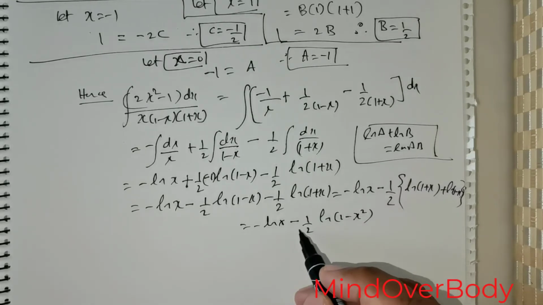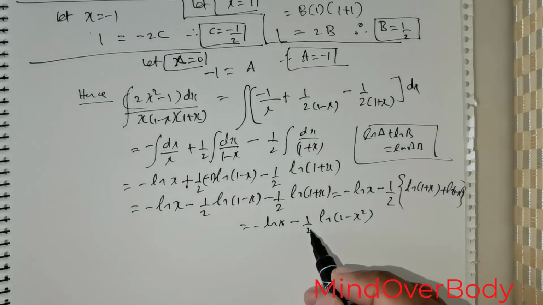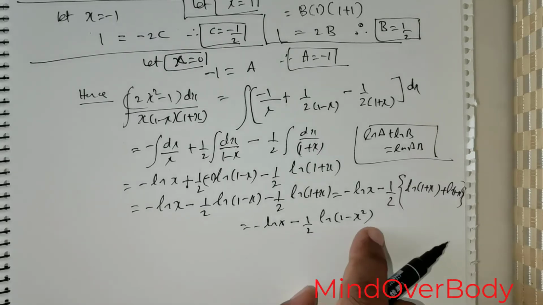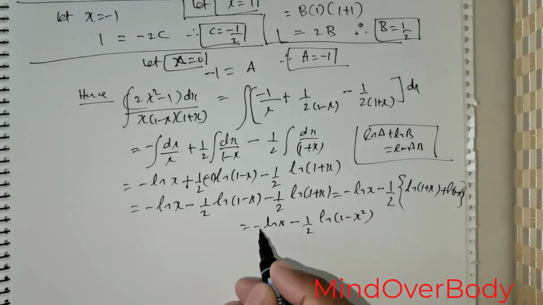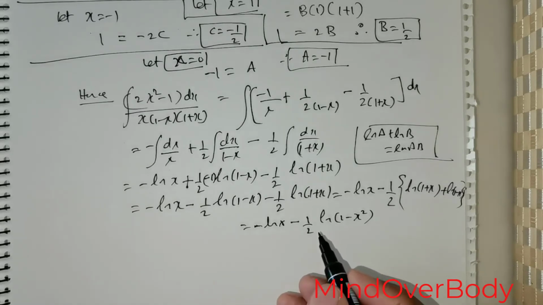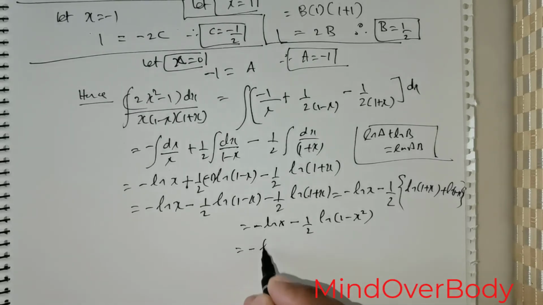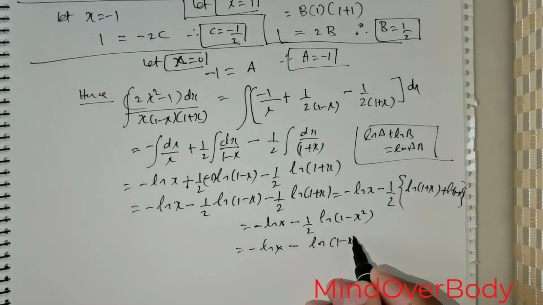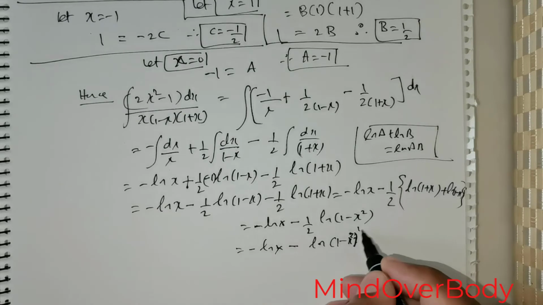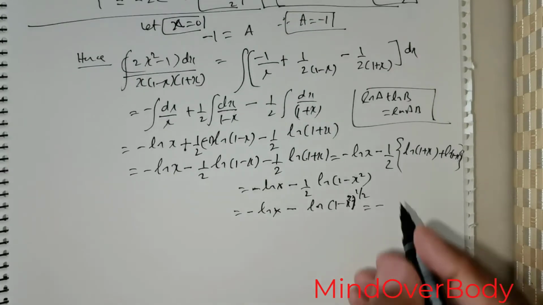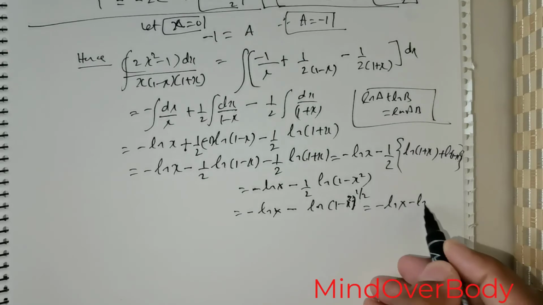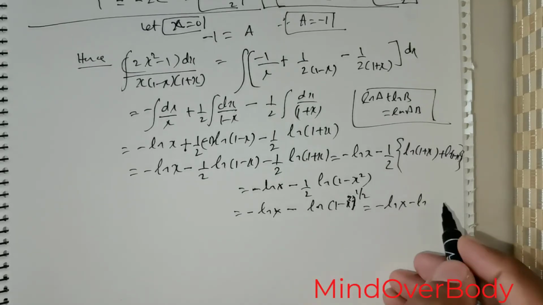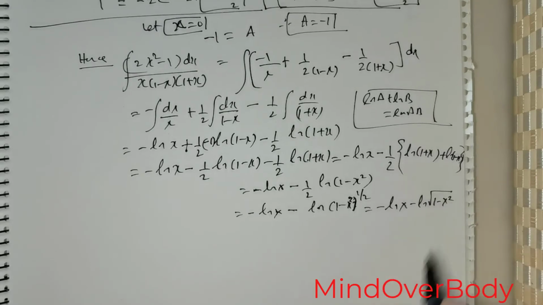So probably I can, first I want to take this half over here. If you want to take the half, it's up to you. Let me just do that. So it's going to be negative ln of x, negative ln of 1 minus x squared raised to the power of half. That's going to be the root of 1 minus x squared. So that's what we have got.